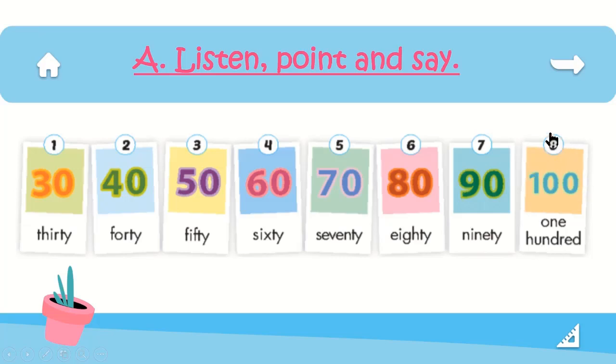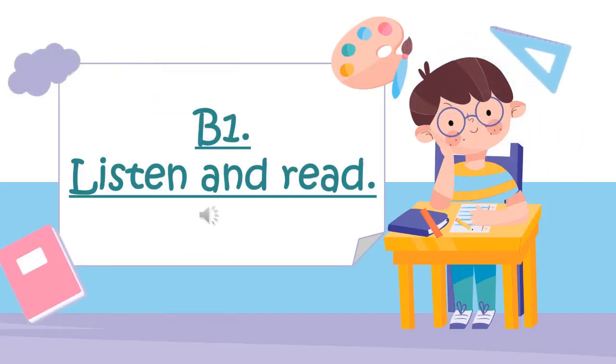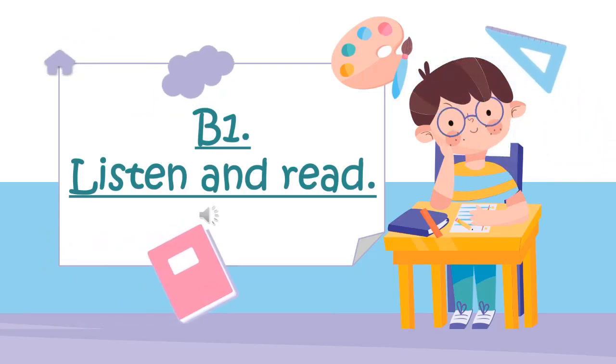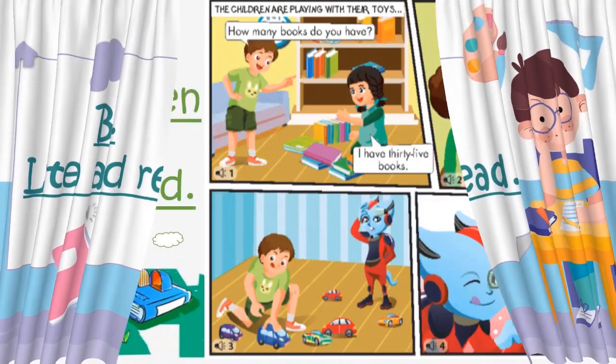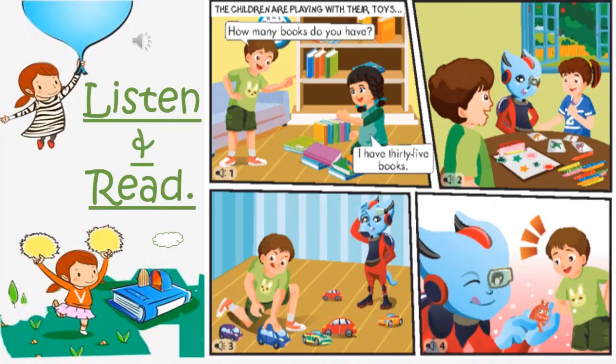100. Good job. We move to part B1. Listen and read. In this part, you have to listen to the conversation of these characters in the story, and you take a look at the picture carefully. Then I will have some questions for you to check your understanding, okay?